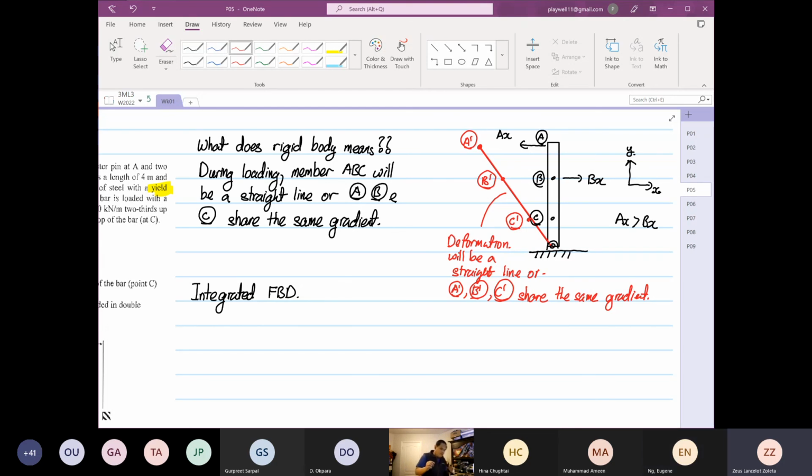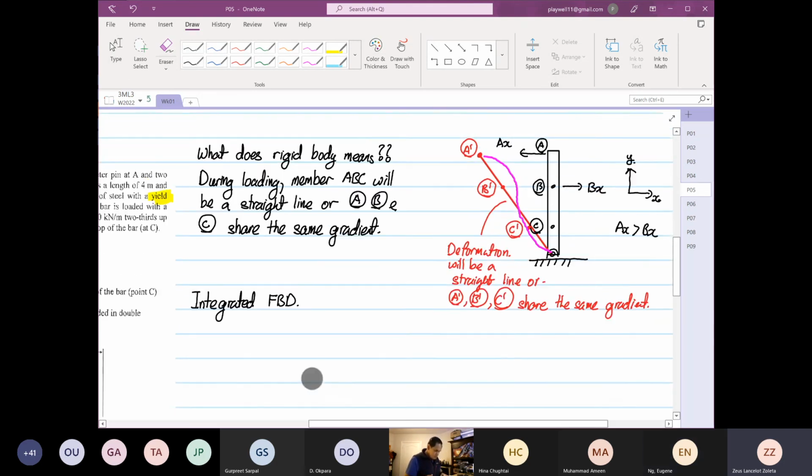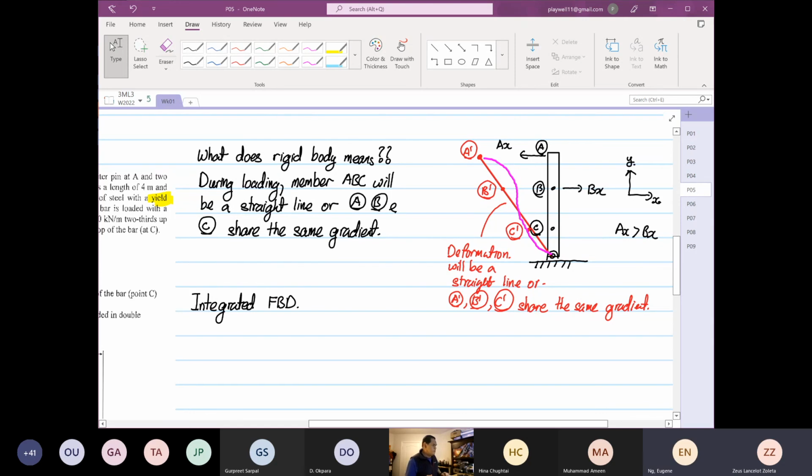In the real world, what will happen? In the real world, you probably have a deformation that looks something like that. It's just a sketch, as I say. So we assume it to be a straight line. We make life easy for ourselves. Any questions? What do you mean by rigid now?